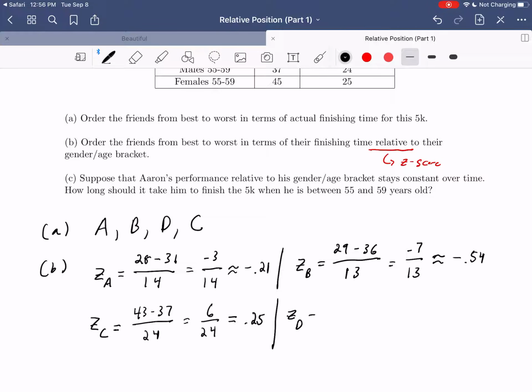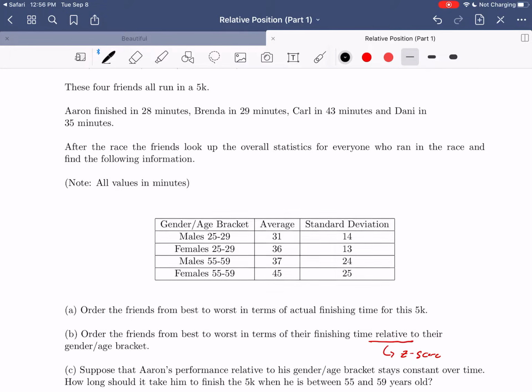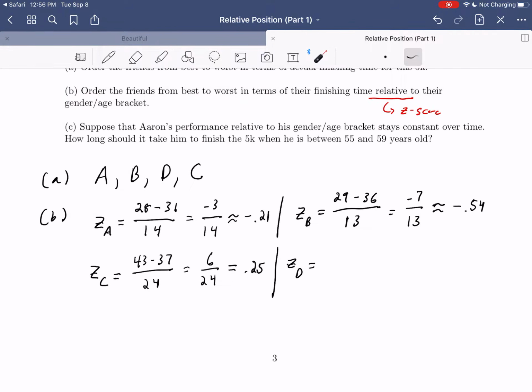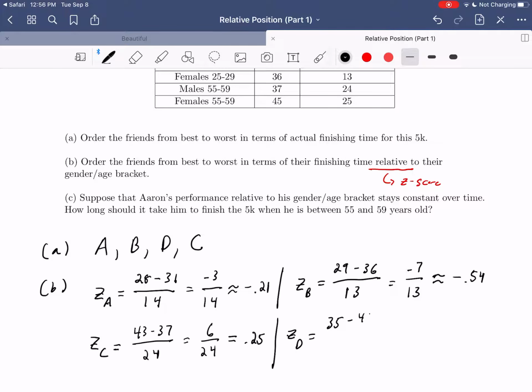For Danny, let's go ahead and do that. Remember, her time was actually 35 minutes. So we take that 35 minus the 45 and divide by the standard deviation of 25, because we're using females 55 to 59. So that looks like we should get negative 10 divided by 25. So remember, this numerator is telling us in raw minutes how much faster she was than on average. She was 10 minutes below the average. But now we need to divide that by the standard deviation, and we can see that that comes in as negative 0.4.